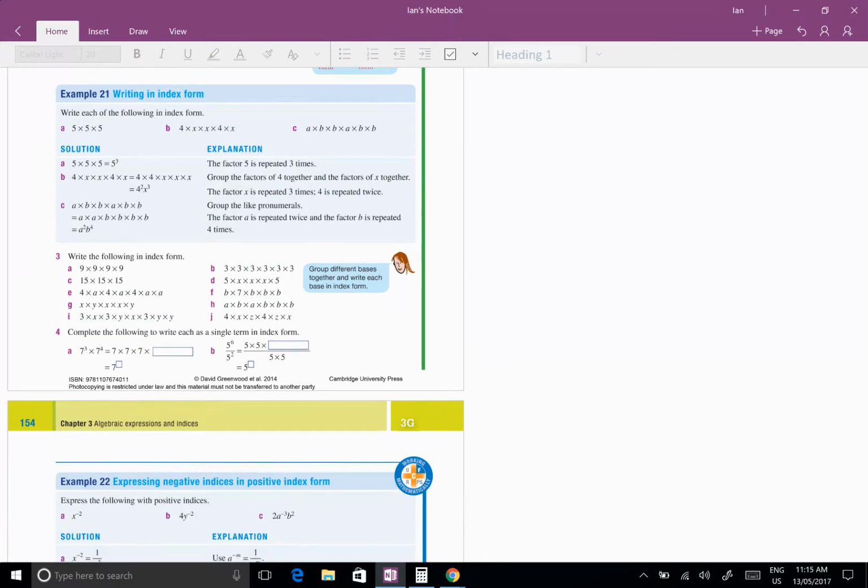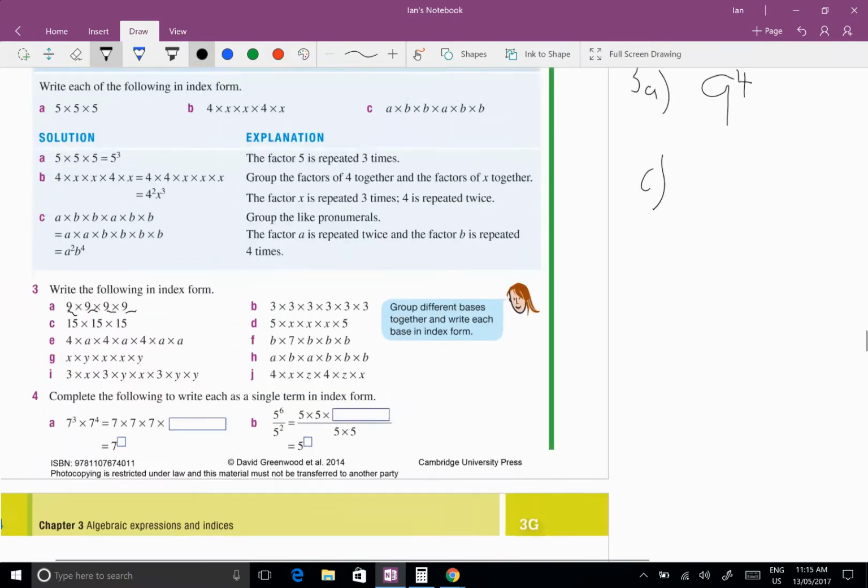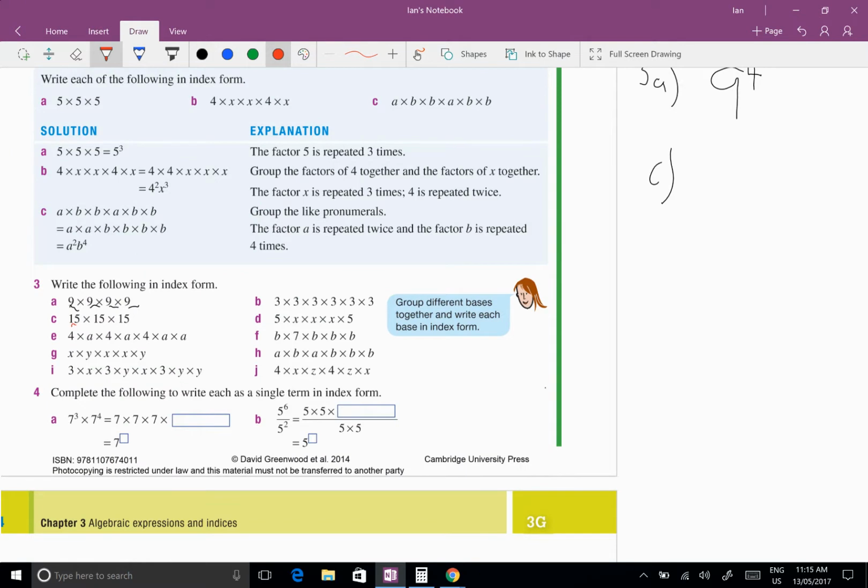So these early ones here are pretty easy. If I'm looking at question 3a, well, that's 9 times itself, 1, 2, 3, 4 times. So that's 9 to the power of 4. I'm not going to do all of these for you, so I'll just have a look at the first column, 3c. Well, that's 15, and it's times itself 1, 2, 3 times. So that's pretty easy, 15 to the power of 3.